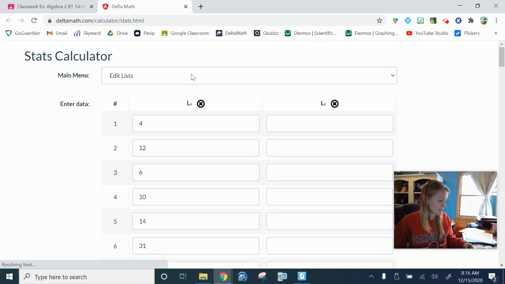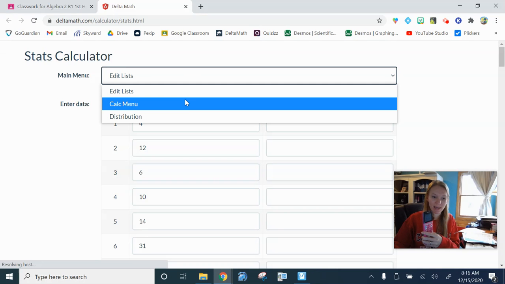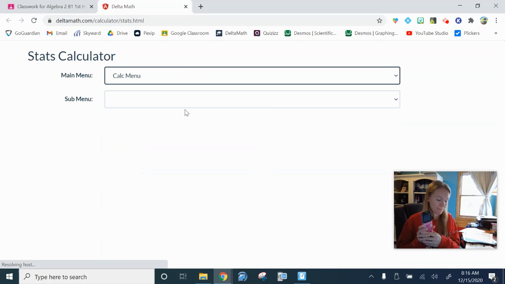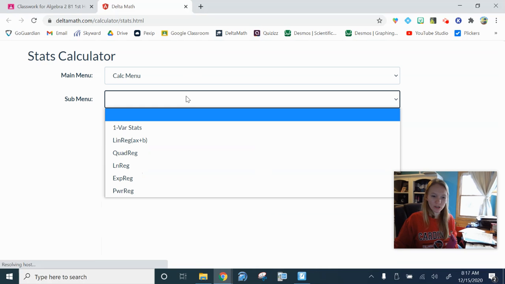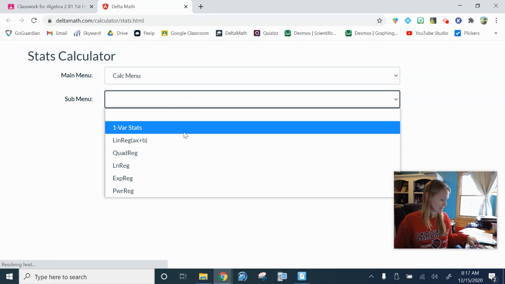So now what I'm going to do, and you would do the same thing in the graphing calculator, once you have it all entered, you're going to press calculate. So in the main menu here, I'm going to go to my calc menu. If you were doing this in your stat calculator, you'd have your stat, and you would scroll back over to calculate. At the very top there, it says calc. And we're going to do one variable statistics.